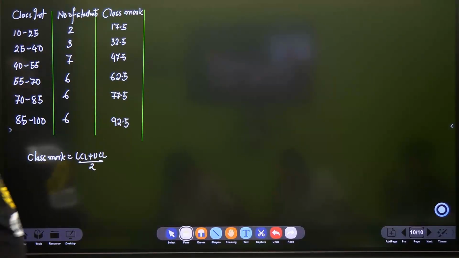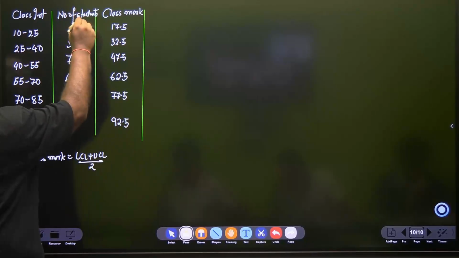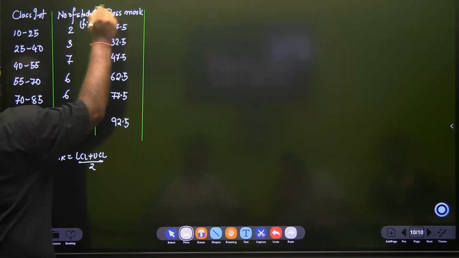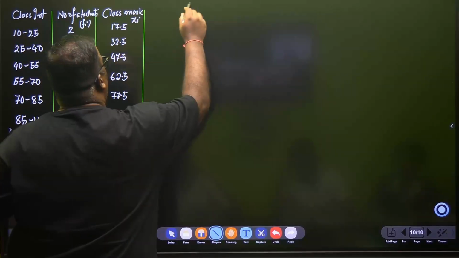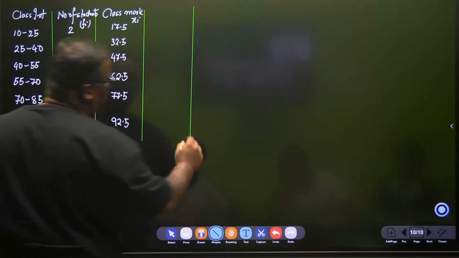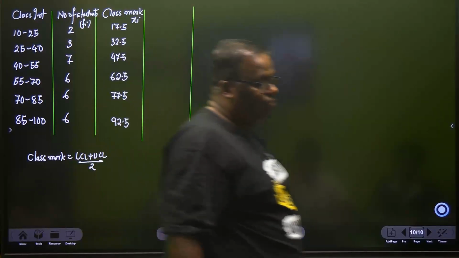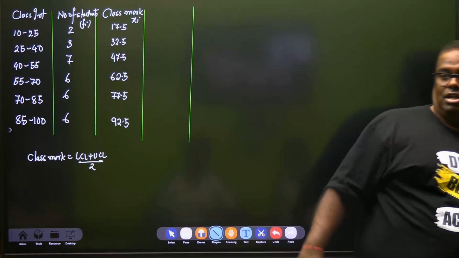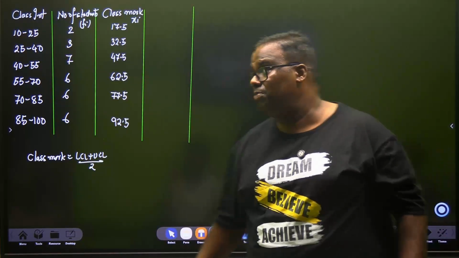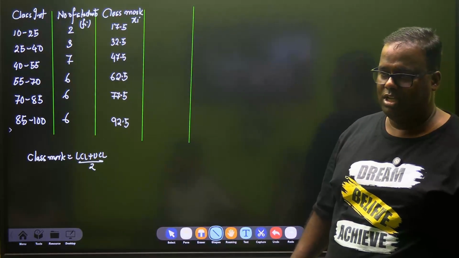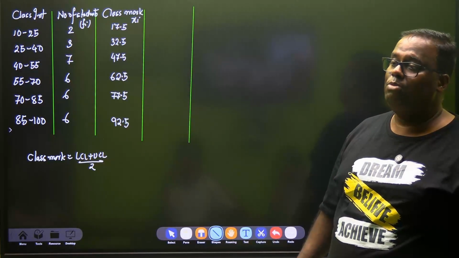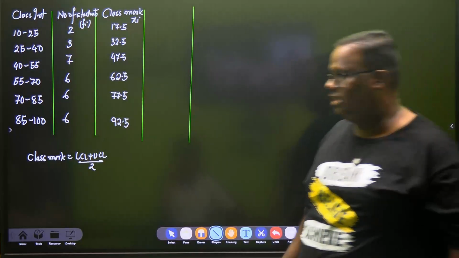Okay. So number of students is our frequency, which is our Fi, and this is our Xi, right? Now, in order to do mean, usually we used to do Xi, Fi. Now that Xi, Fi we will not do, because Xi, Fi is a much complicated calculation. So now our first job will be to take an assumed mean, and also we'll do the sum of Fi.